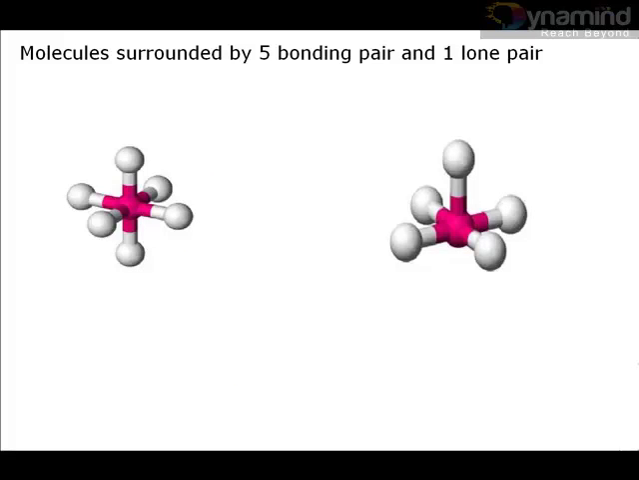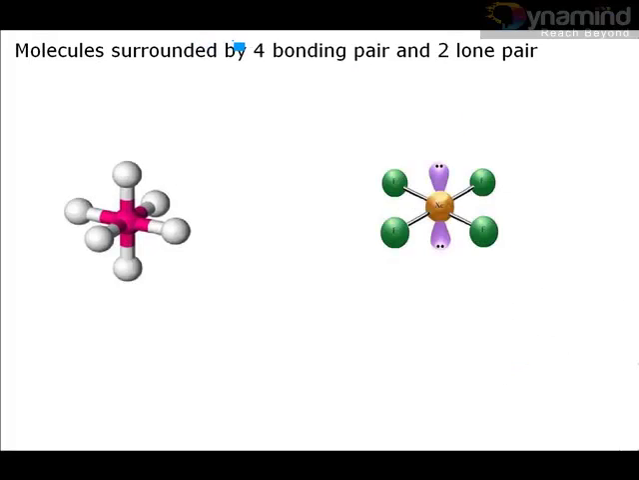Now what happens when, out of 6 pairs, one becomes a lone pair? It will not be considered and you will have this kind of shape. This shape is called square pyramid, because this is a square and this is kind of a pyramid, and the example for this is BrF5.